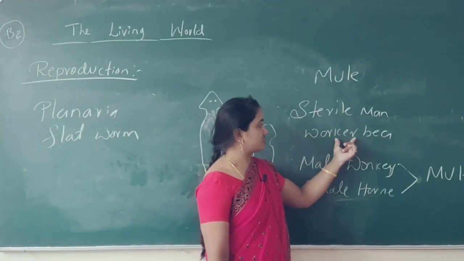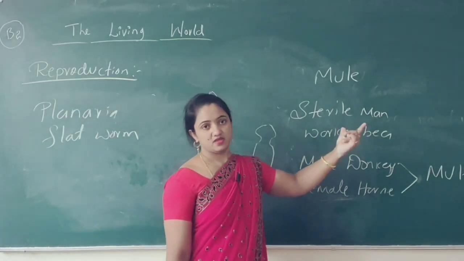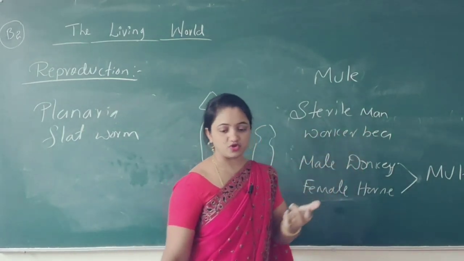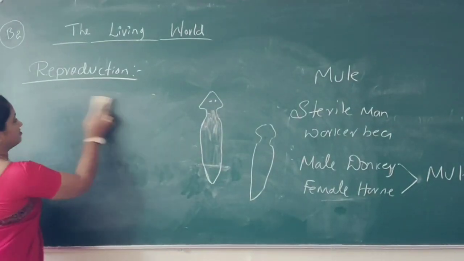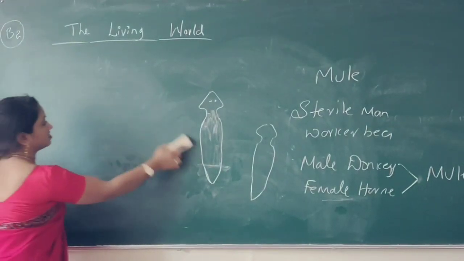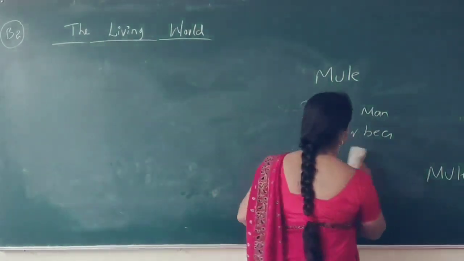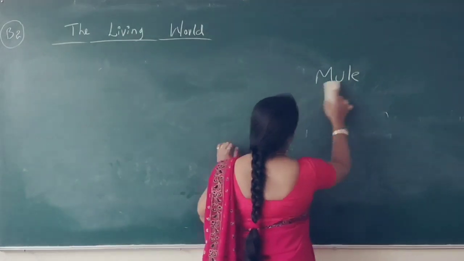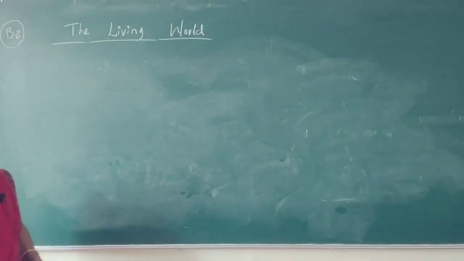And worker bees, they are meant for working. Okay, they cannot reproduce further. So that's why we are not concluding reproduction under the defining property of living organism.